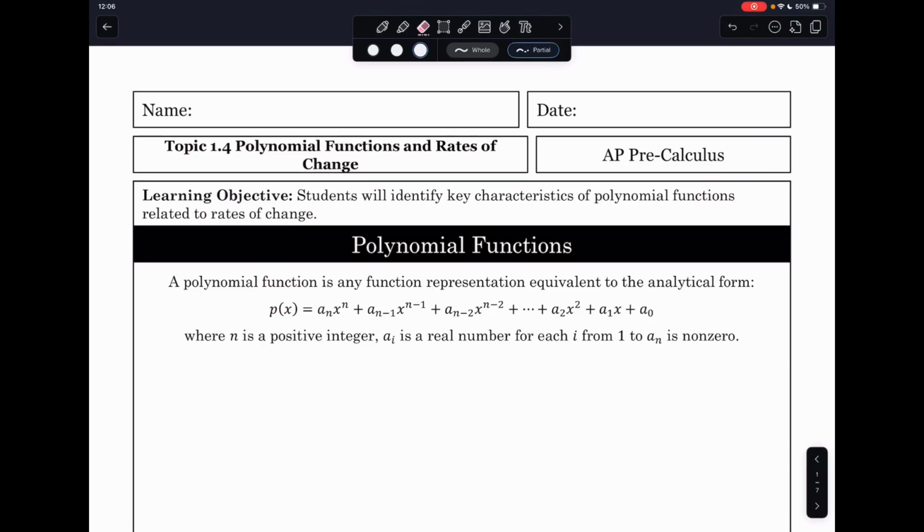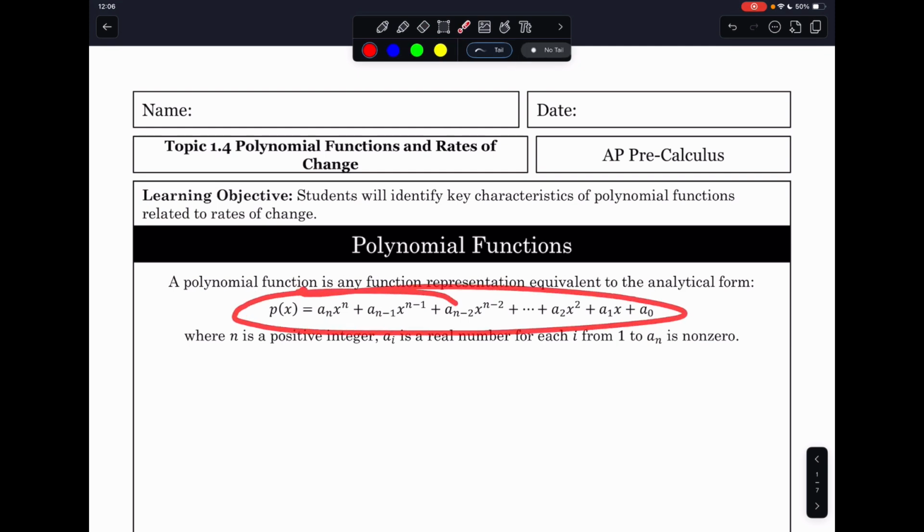In this video, you're going to identify key characteristics of polynomial functions related to rates of change. Let's begin first by reviewing what a polynomial function is. Now, a polynomial function is any function representing equivalence to this analytical form here underneath, okay?